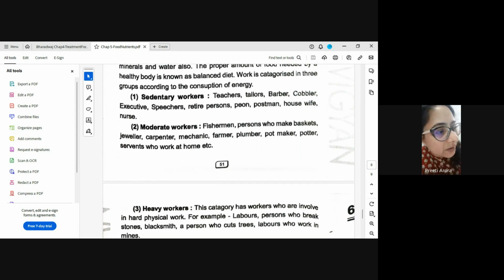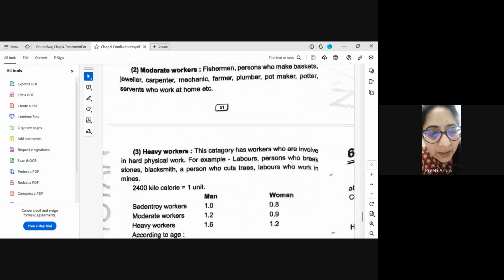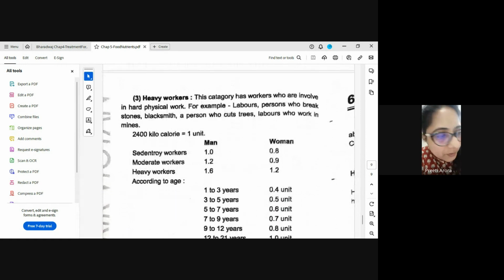Then you have the heavy workers, like the laborers, the person who breaks stones, the blacksmith, the person who is cutting trees, the laborers who are working in mines. So these are all heavy workers. And the energy requirements and the calorie requirements of each laborer would be different. Every person would be different.